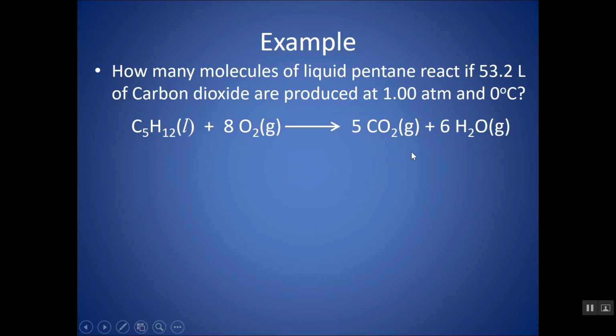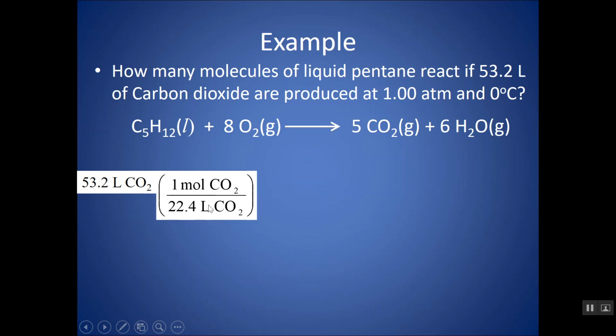Okay, so I'm going to put what I have to start with, 53.2 liters of CO2. I don't want to touch these coefficients until I'm in moles. So when in doubt, let's mole it out. So I have 53.2 liters of CO2. It is a gas. I'm at STP. Pressure is 1 atm. Temperature 0 degrees, that's STP, standard temperature and pressure conditions. So I can use 22.4 is equivalent to 1 mole. Be specific about your units, I'm still in CO2.